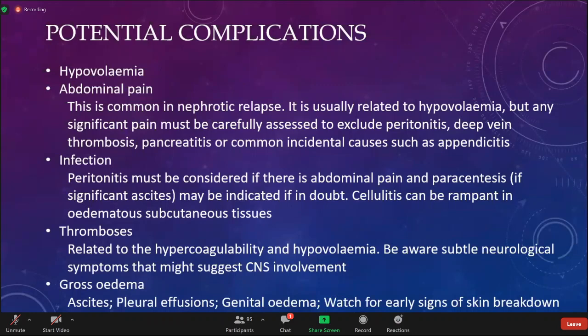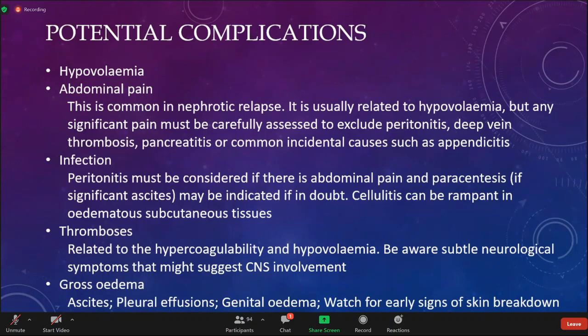Infections, as I mentioned earlier, peritonitis must be considered if there is abdominal pain. This is very, very important. And other infections also, they may be in a higher risk category. As we know, they are on immunosuppression. At the same time, they are losing immunoglobulin in urine. Therefore, they are in a state of immunodeficiency. Therefore, you should have a lower threshold for identifying or treating infections in children with nephrotic syndrome.